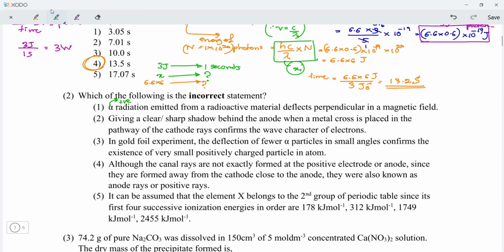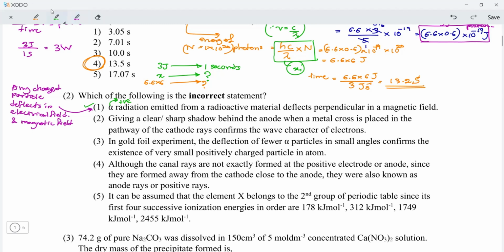So therefore, alpha radiation will be bent. Okay, so that is correct. Any charged particle deflects in electric and magnetic fields. So remember that is the explanation for the first statement.